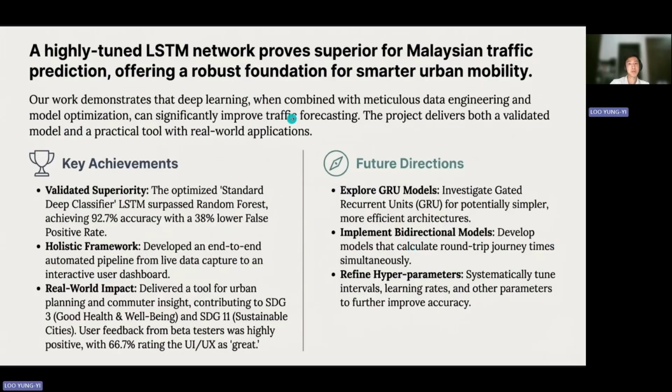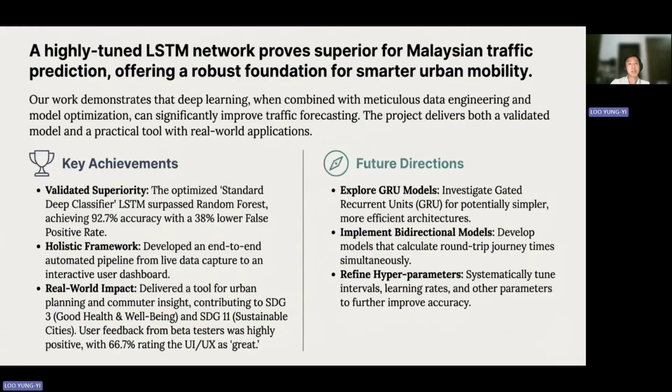This LSTM network proves to be very good for Malaysian traffic prediction for a smart city, right? So we're moving towards that. With this deep learning, combined with meticulous data engineering and model optimization, we can improve traffic forecasting. This project will both validate a model and provide a practical tool for real-world application.